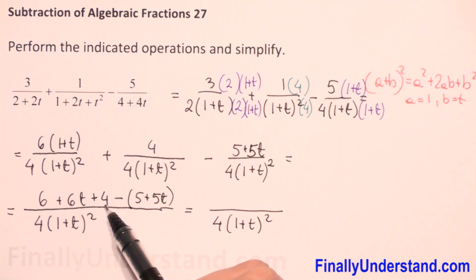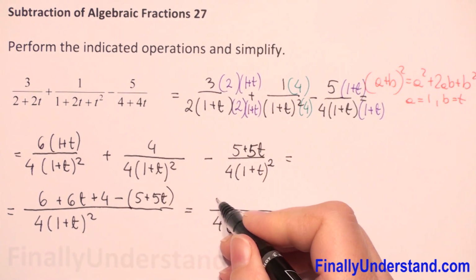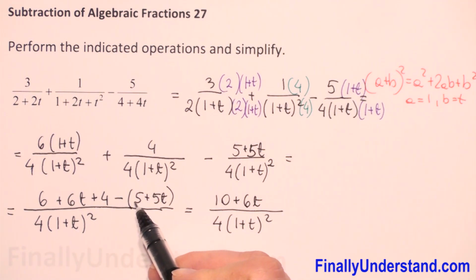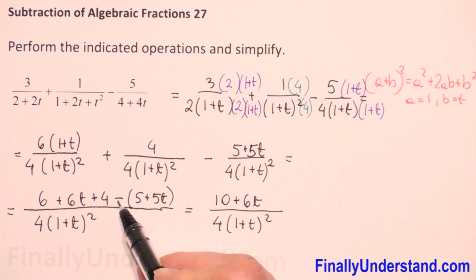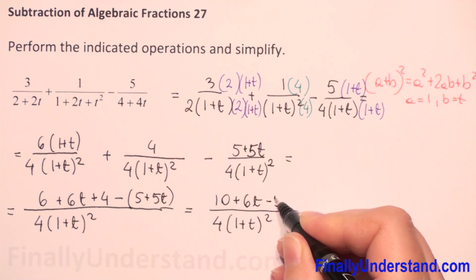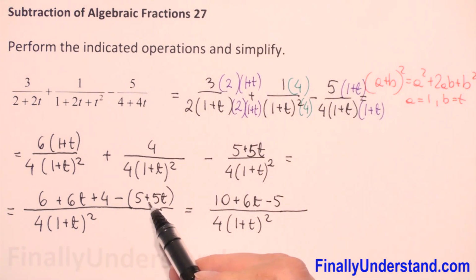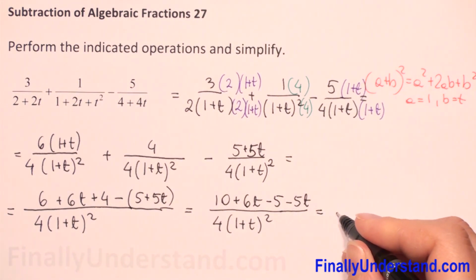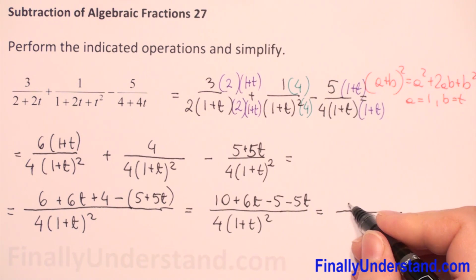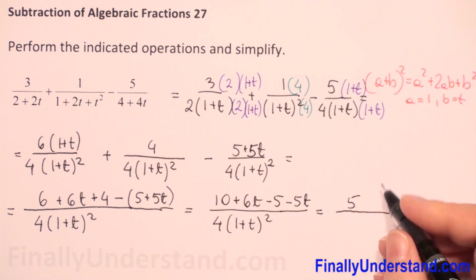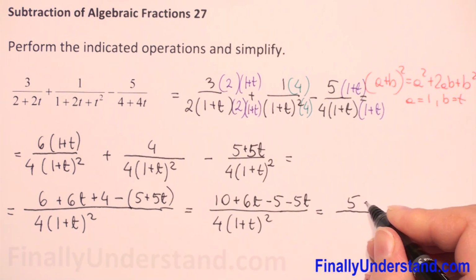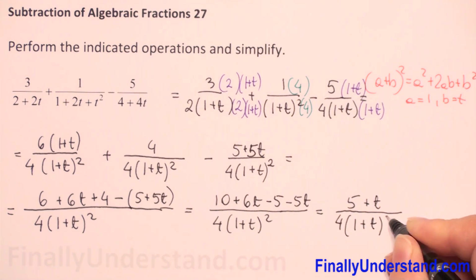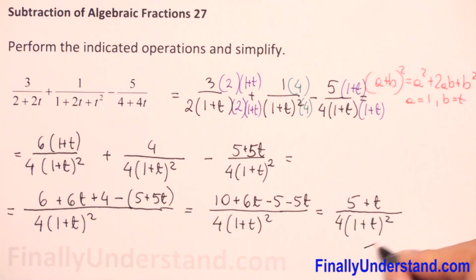and we can combine the like terms. 6 plus 4 is 10, we have plus 6t, and now we have to change the sign. When we have positive 5 here, negative and positive give me negative 5, and negative and positive negative 5t. So this is equal. Again we have to combine the like terms. 10 minus 5 is 5, 6t minus 5t is t, over 4 times 1 plus t to the second power. So this is my solution.